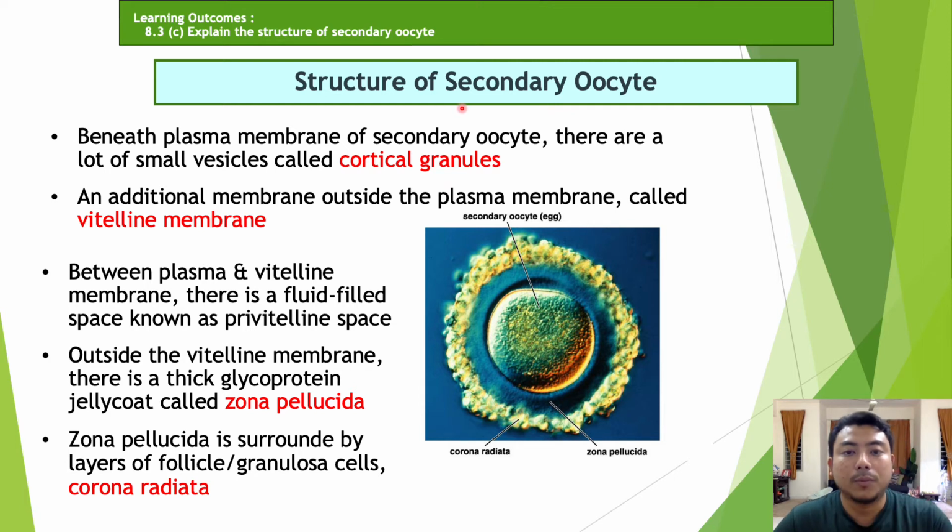In male, we produce sperm. In female, they will eventually produce ovum. But before they reach ovum, there is a stage. One stage before it forms ovum, the cell is called a secondary oocyte. The cell will only be called an ovum after the process of fertilization. So in short, it is like this.